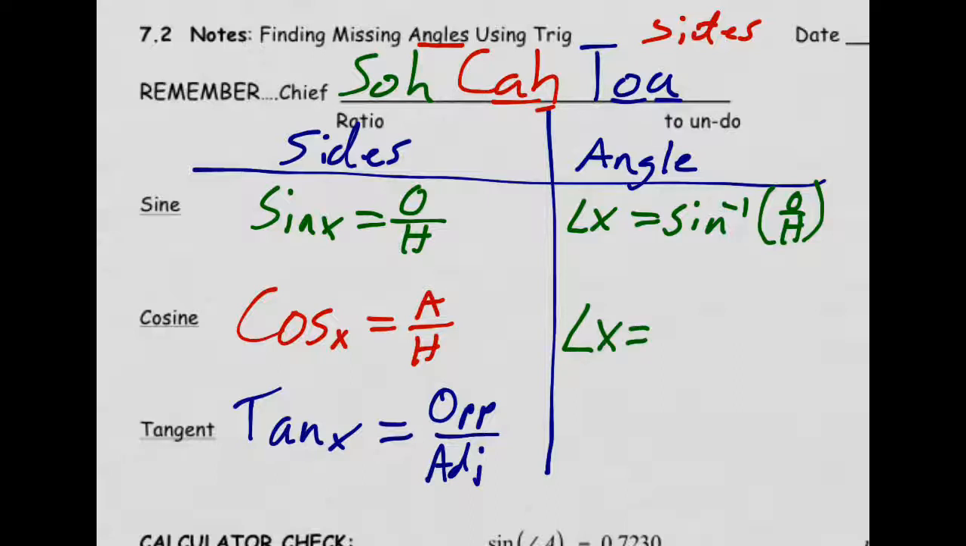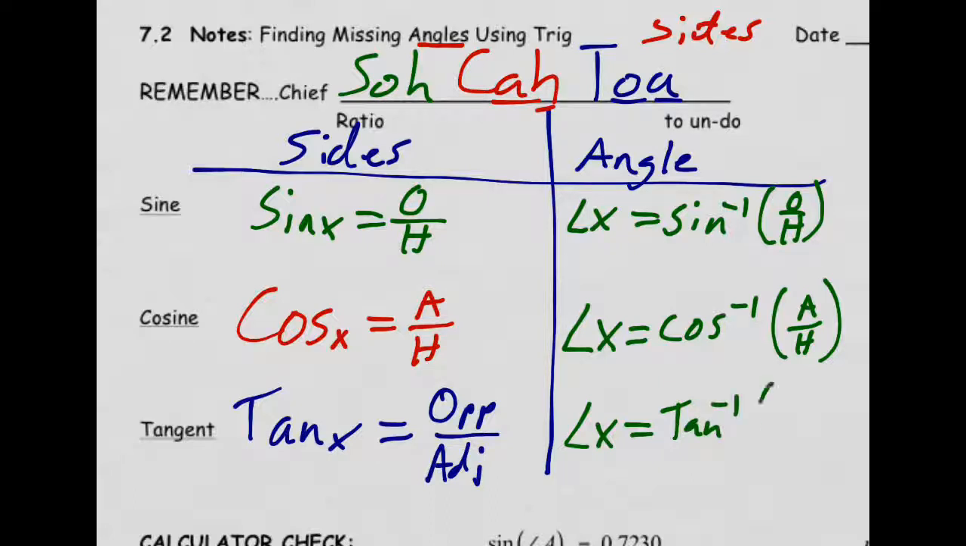For cosine, it's just the measure of the angle x equals inverse cosine of adjacent over hypotenuse, that's your CAH, and then your TOA, once again, the measure of the angle x equals the inverse tangent of opposite over adjacent.